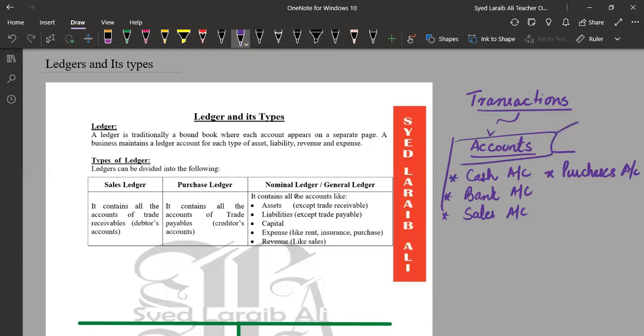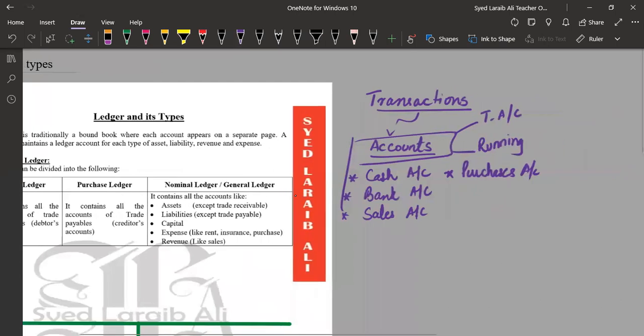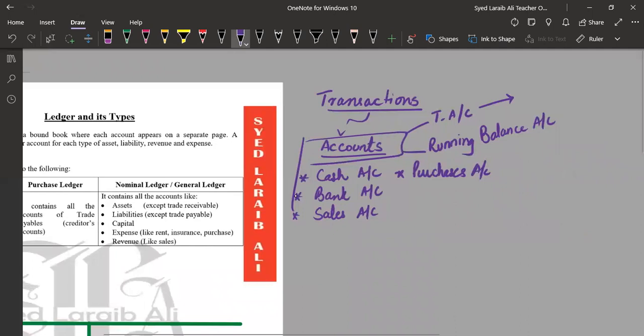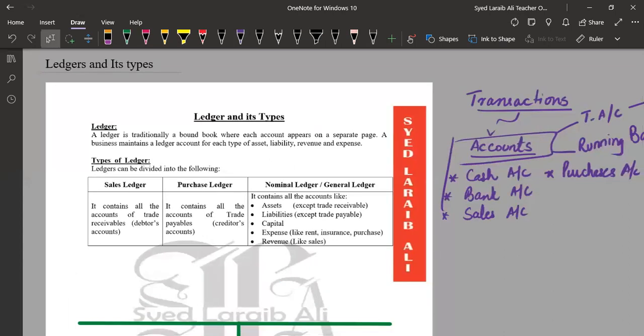And I told you earlier that accounts are of two types, or they are prepared in two ways. The first is the T account, and the second is called the running balance account. That means accounts can be maintained in two ways: a T account or a running balance account. Now, most businesses use the T account, and it is basically examined in your O and A levels. However, only banks use a running balance account. The complete detail can be watched in my previous lecture on accounts and their types. So let's get back to the topic as we were discussing ledgers.